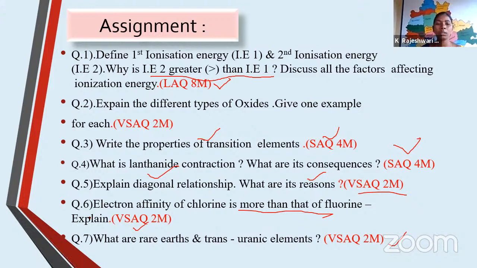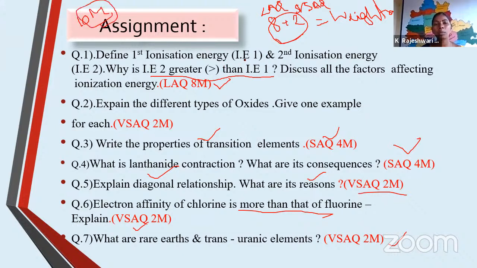Whatever I gave you in Friday's class and today's class, the last Monday class of this periodic classification, the total weightage of this periodic classification is 8 plus 2. That means you may get a LAQ question and one SAQ or VSAQ question. This is the weightage of periodic classification. In total, you'll be getting 10 marks from this chapter.